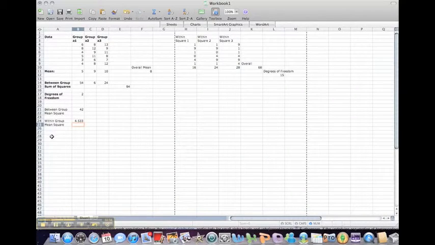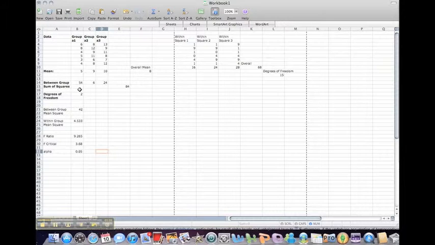Now, to get my F ratio, it is basically going to be equal to our between group mean square, and we divide that by our within group mean square. If you remember our original formula, it is the between group variability over the within group variability. This is how you can use Excel to do some basic statistics, where you can follow these formulas that you find online and plug them in.